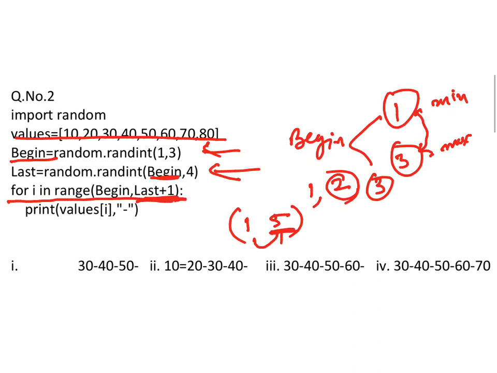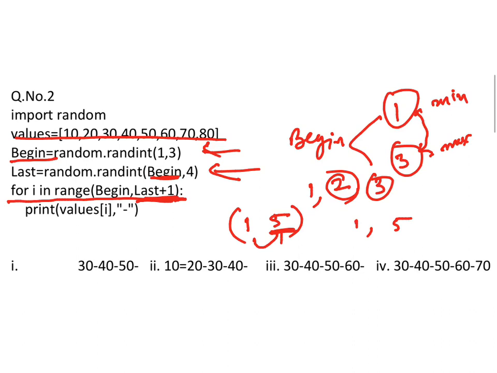It means what we have to consider is what is the minimum value and what is the maximum value. So this particular statement you have to keep in your mind, and then you have to start this loop. Now, for I in range begin, comma, last plus 1. So what will be the value of begin first? The begin will be 1 and the last will be 5. So this will be executed 1 to 5. I think it should be clear.